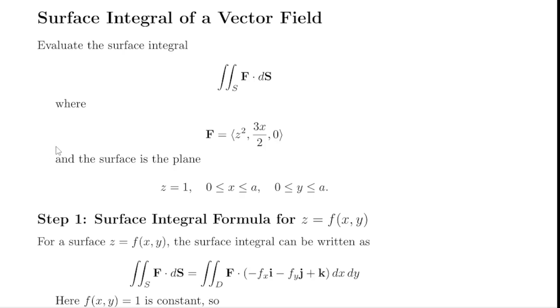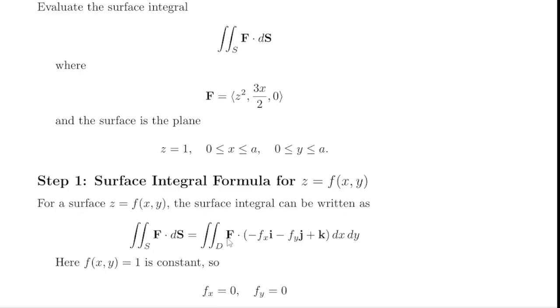In this video, we want to find the surface integral of a vector field where F is (z², 3x/2, 0), and the surface is the plane z = 1, with x between 0 and a, and y between 0 and a. So the formula that we're going to use here is the double integral of F dot (negative partial of f with respect to x i minus partial of f with respect to y j plus k) dx dy.